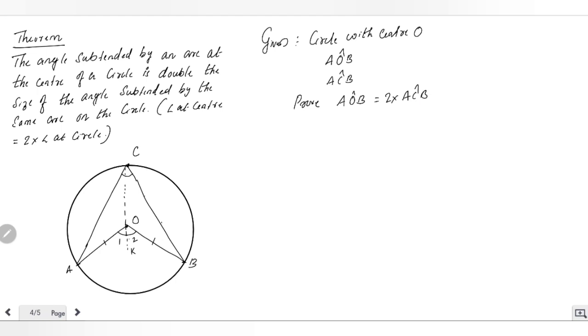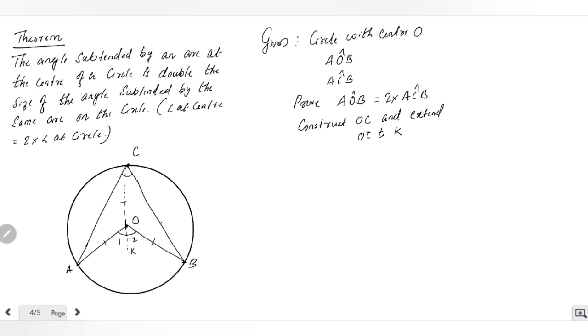Clear? So here you have to construct OC. Construct OC and produce the line to K. Extend the line OC to K a little bit down, so that we can see the angles O1 and O2.